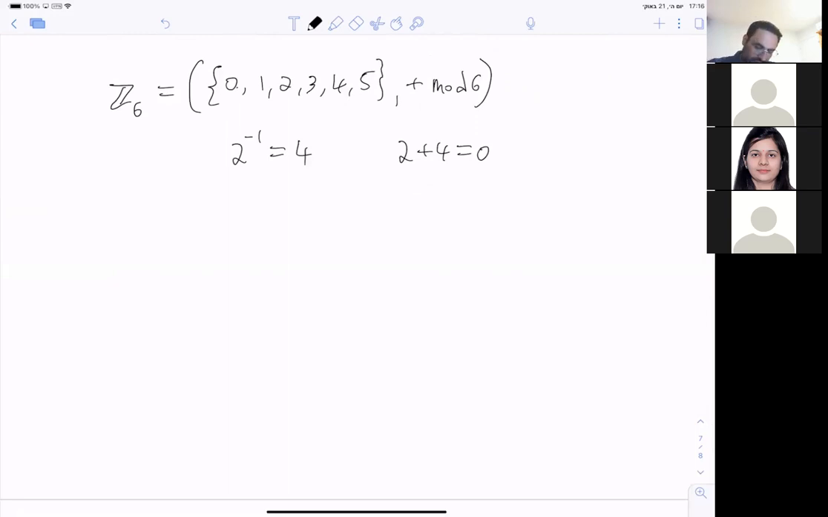Let us see another definition. Let H and K be two groups. Then we can define their direct product.